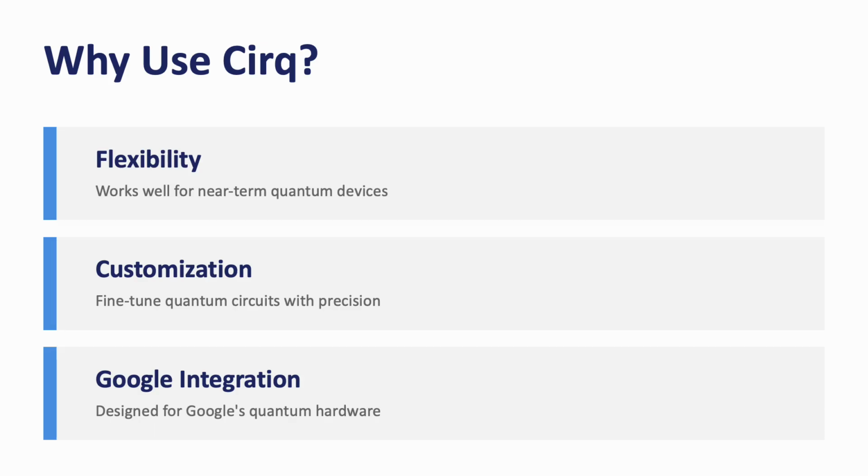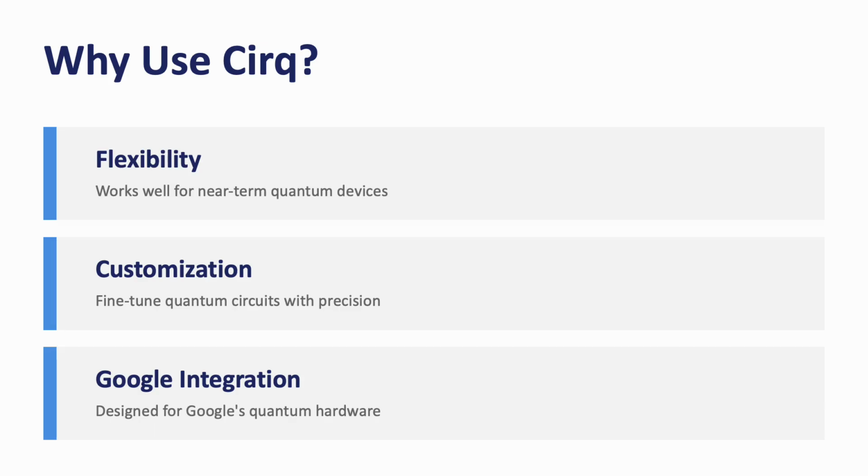Near-term quantum computers are not powerful enough to do everything we dream about, but they can do useful things if you program them carefully. Cirq gives you tools to optimize your circuits for these real-world constraints. The second advantage is customization. Cirq allows you to customize and fine-tune your quantum circuits in ways that Qiskit might not. If you are a researcher who wants detailed control over exactly how your circuit behaves, Cirq provides that flexibility.